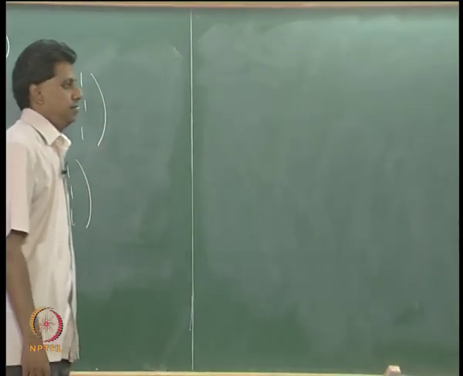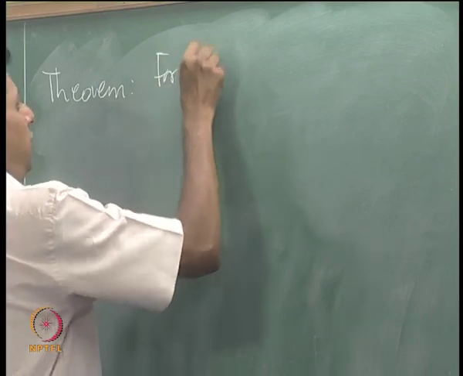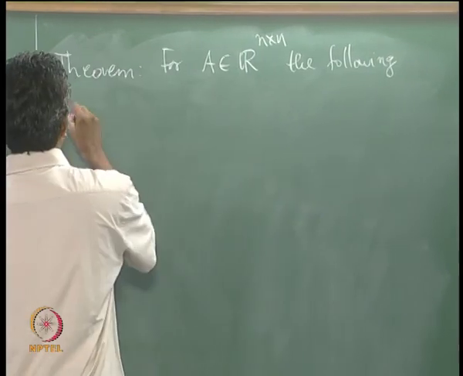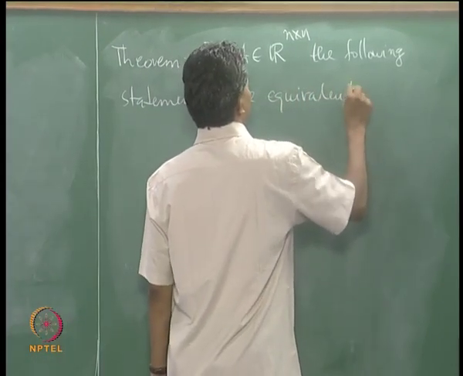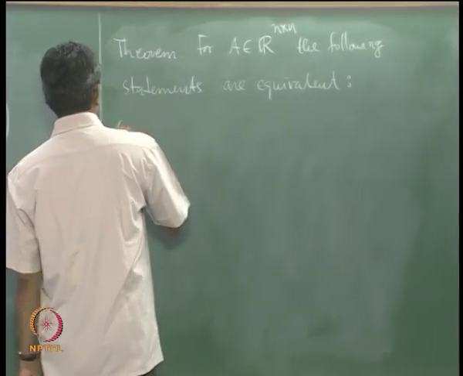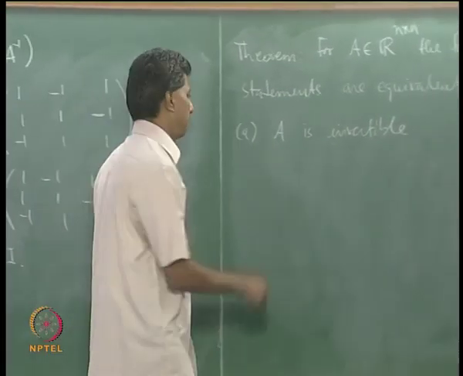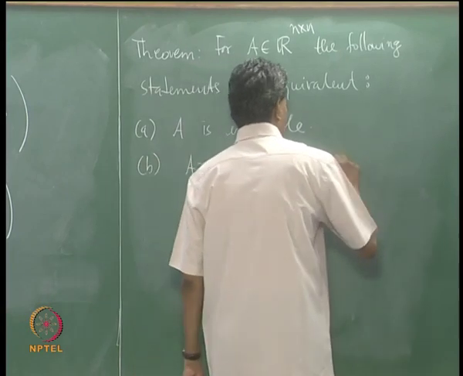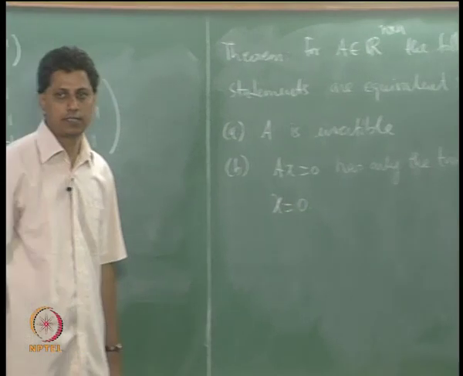Some other consequences, typically one that would relate to homogeneous equations, non-homogeneous equations, is the following theorem. For a square matrix A, the following statements are equivalent. First statement, as before, A is invertible. Second statement, the homogeneous system Ax equal to 0 has only the trivial solution x is equal to 0. That is the second statement.